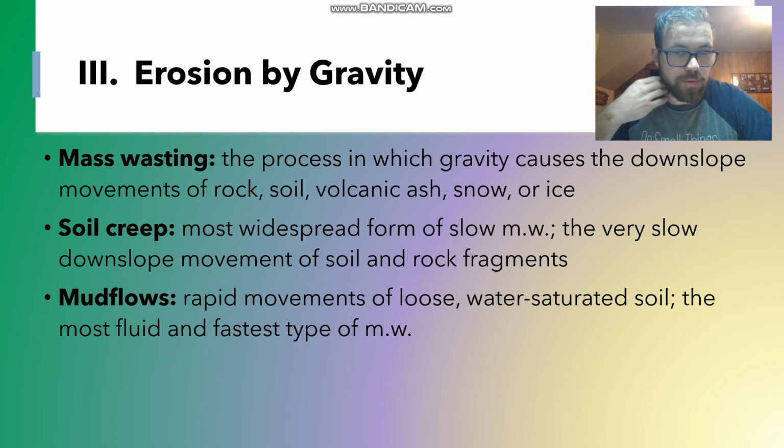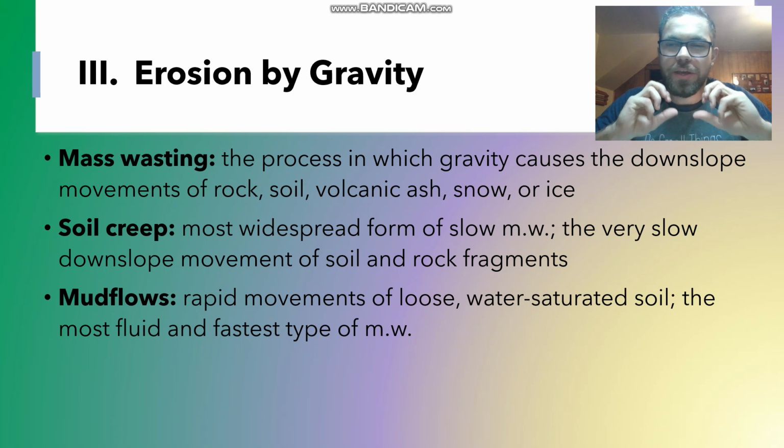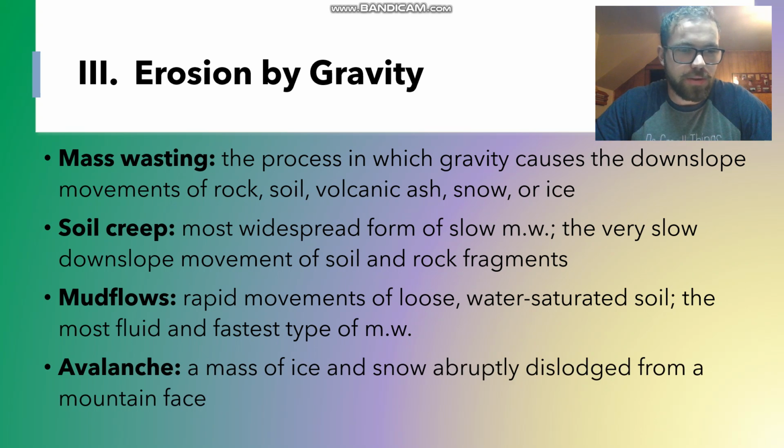Now the fastest one, the most rapid, is called a mud flow. It's rapid movements of loose, water-saturated soil, the most fluid and fastest type of mass wasting. You may remember back when we were talking about soil, we watched a little video in which someone was running away from a mud flow. That's because the soil is saturated with water, and because it's heavier and not as rigid, it just gushes down the hill, and you end up with a mud flow.